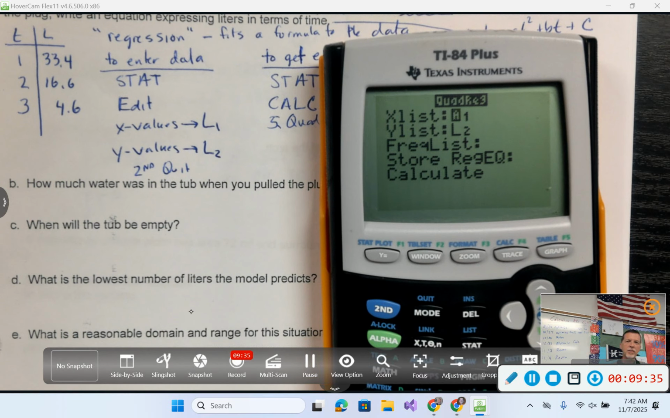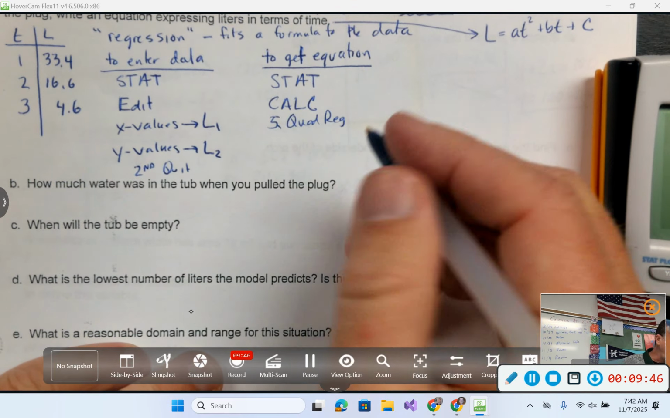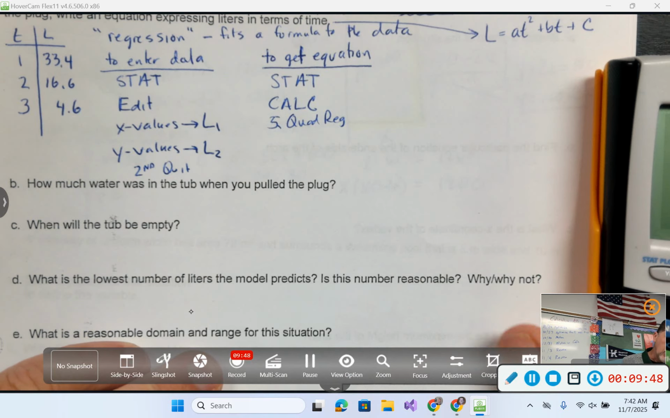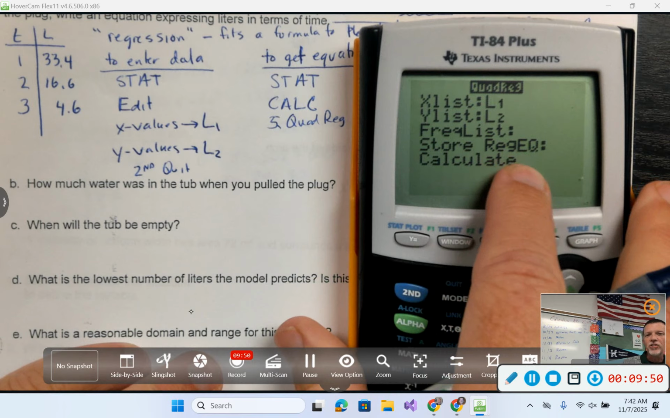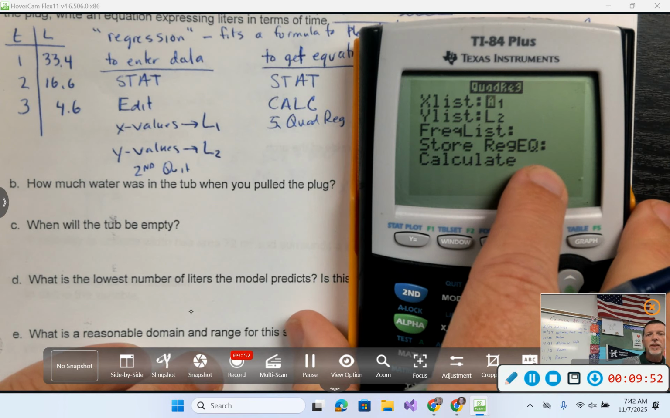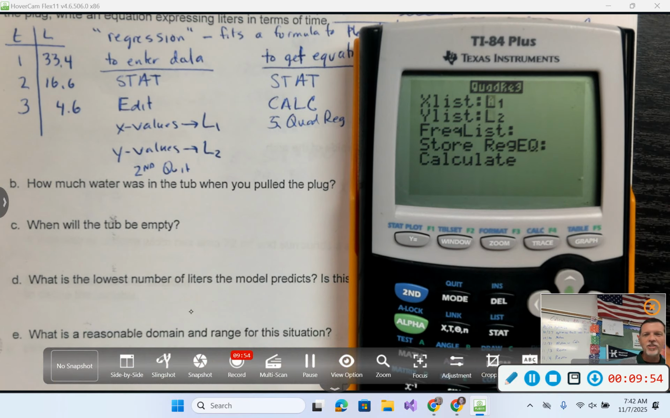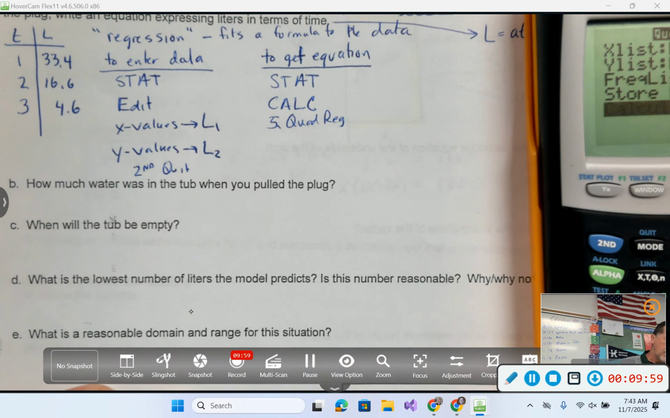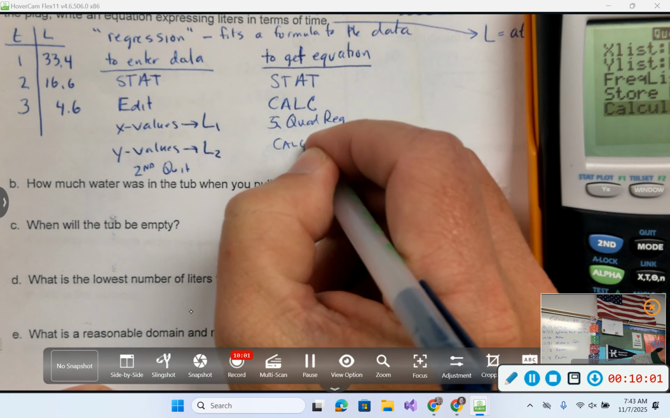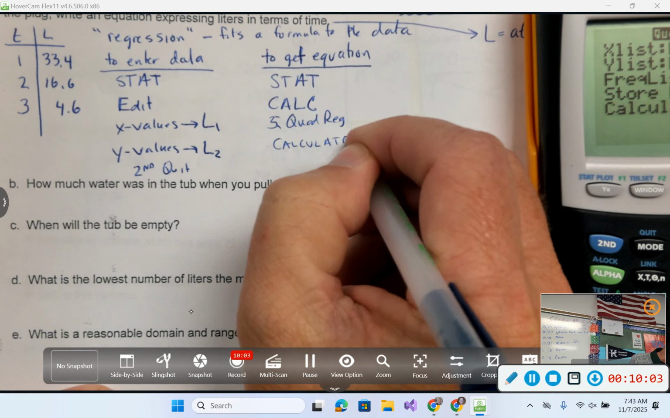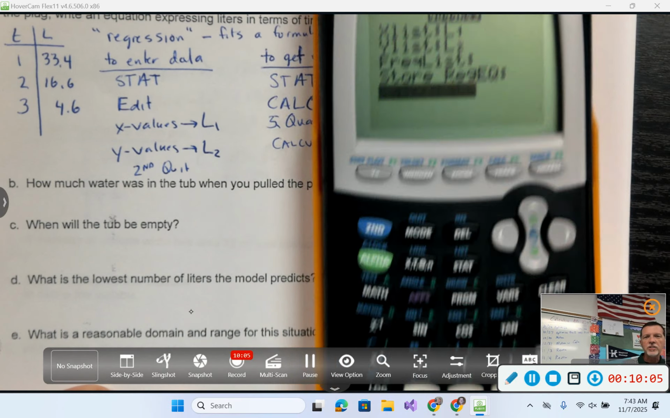And now we've got some stuff to fill in. It defaults to this, and the default is good. But I want to add one thing to that, and that is to store the regression equation. If you don't do that, actually, let's just do it right now and see what happens. So just scroll down to calculate. Go the easy way first, and then we'll talk about one extra change. So hit enter on calculate.